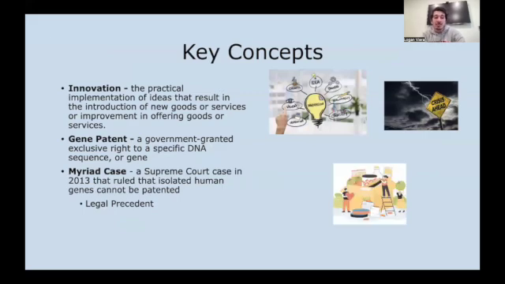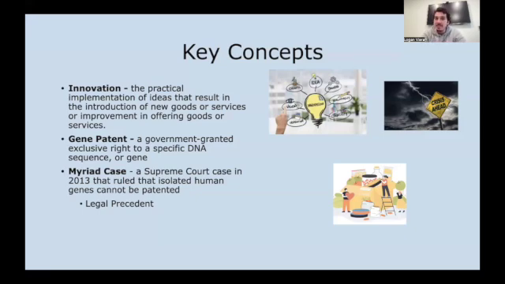Some key concepts for us to understand the pharmaceutical disadvantage are innovation, which just means the practical implementation of new ideas that creates new products and services, or improves some kind of product or service. Gene patents are a government-granted exclusive right to a specific DNA sequence or gene. And so we can think about not only does that allow for a company or a team to have a certain patent, but they could also decide who is and who is not allowed to use that patent.